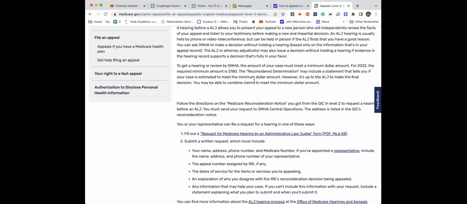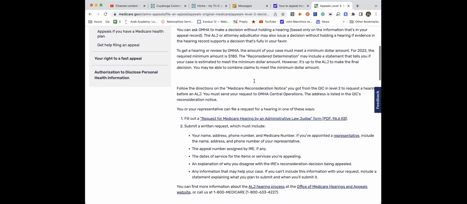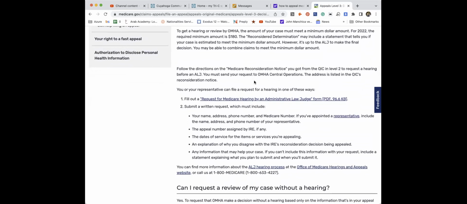I don't know what it stands for, but anyway, in level 2, to request a hearing before an ALJ, you must send your request to the OMHA Central Operations. The address is listed in the QIC's reconsideration notice. So that is how you do that. So we've been through this part. Now what happened after that? Let me see if I can find it here.